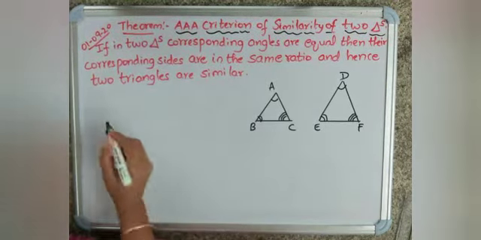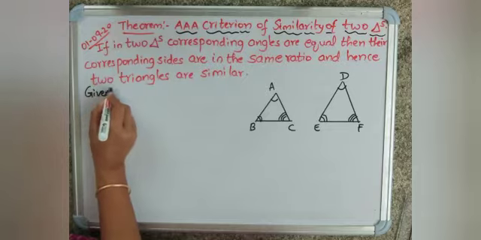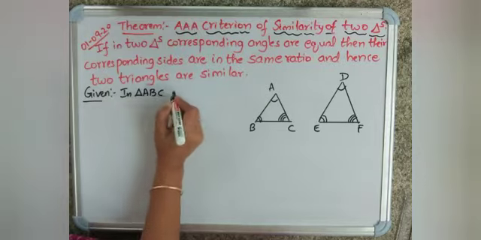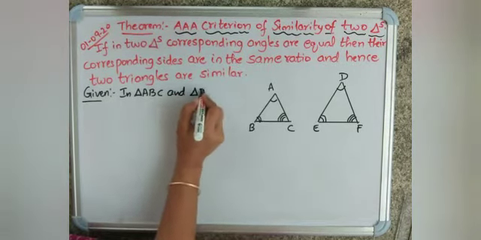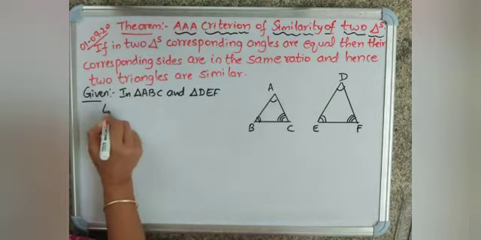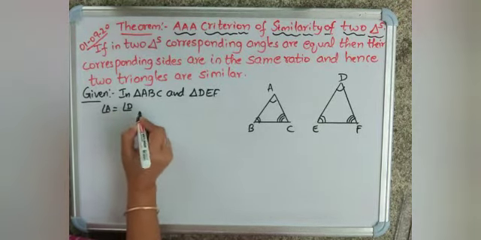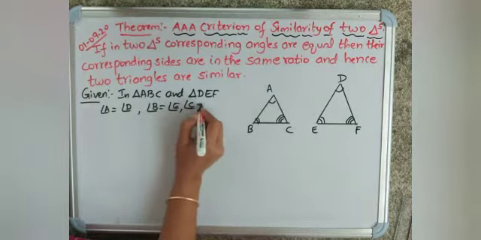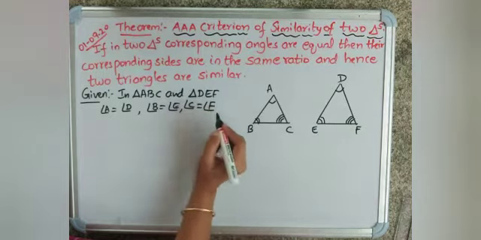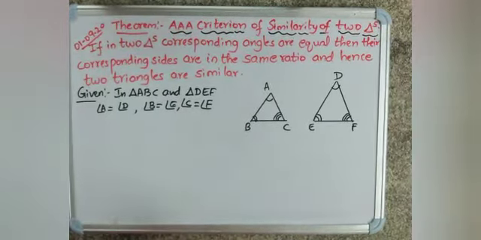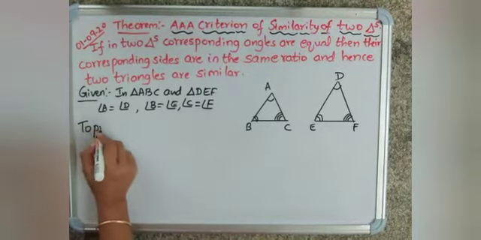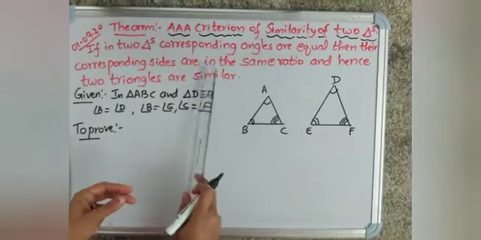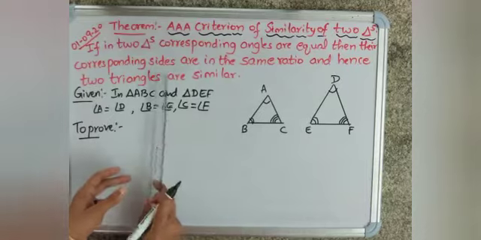So we are writing this as given data. So given in triangle ABC and triangle DEF, angle A corresponds to angle D, angle B corresponds to angle E, angle C corresponds to angle F. So next step is to prove. What is to be proved? If they are equal, the corresponding sides are in the same ratio, hence they are similar.